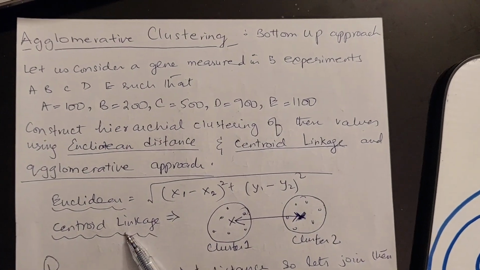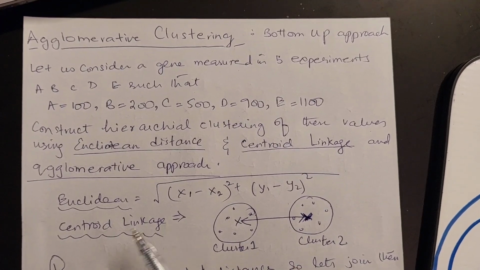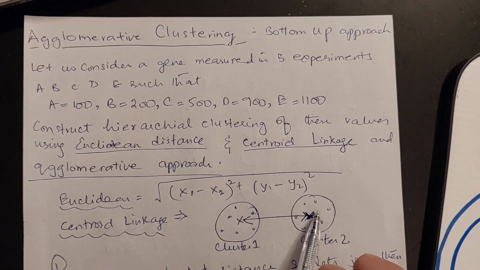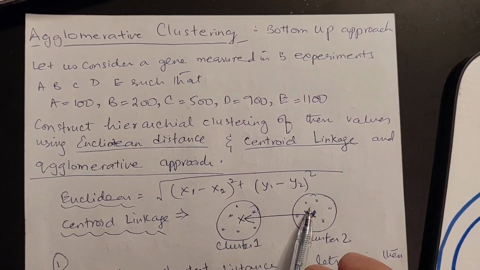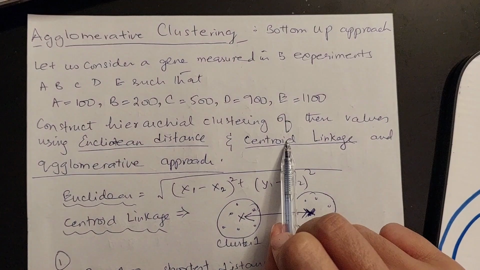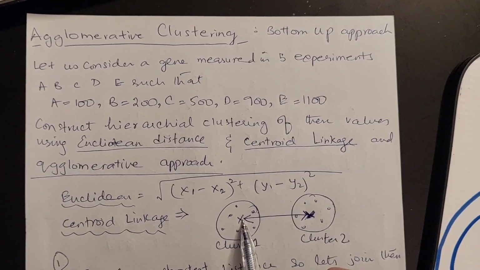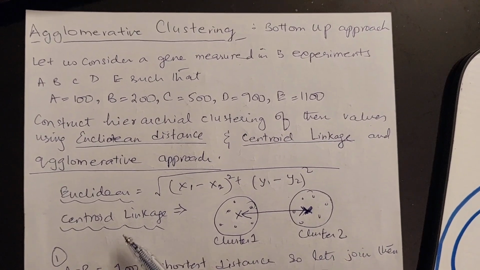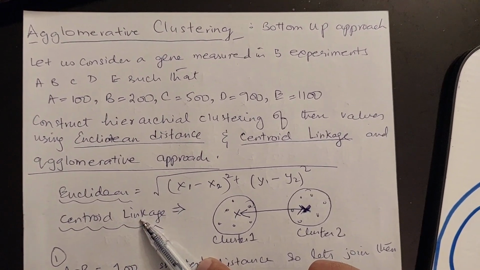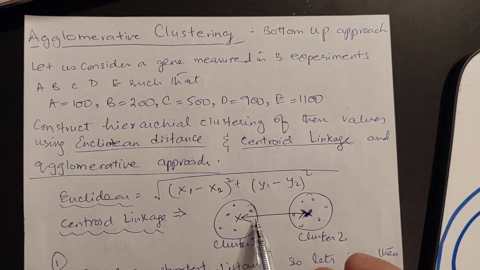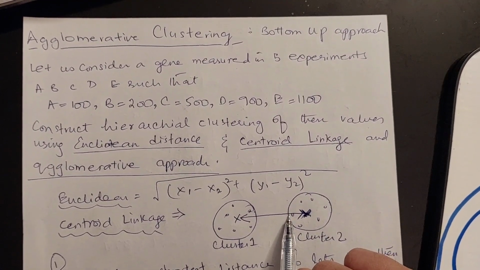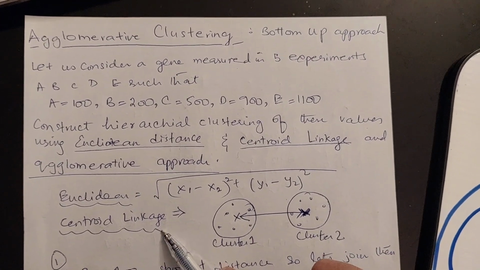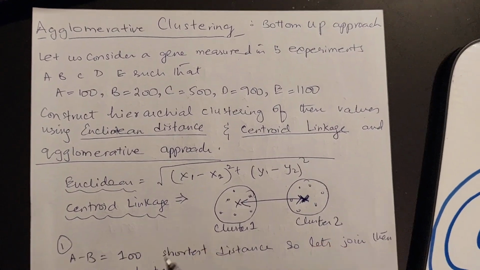Centroid linkage is basically the type of distance measurement approach in which you compare the centroids of the clusters. If you are asked to do centroid linkage, then you will calculate the distance between the centroids of the clusters. If you are asked to find a single linkage, then you will find the distance between the nearest points of the two clusters. So it depends which linkage methodology is asked from you in the exam.